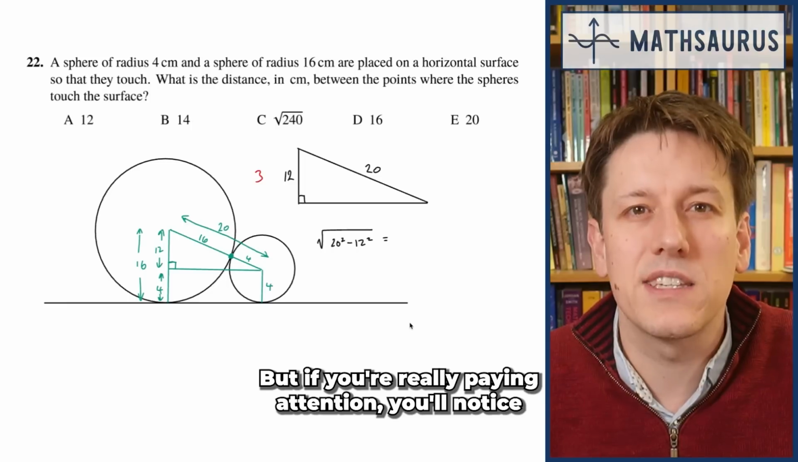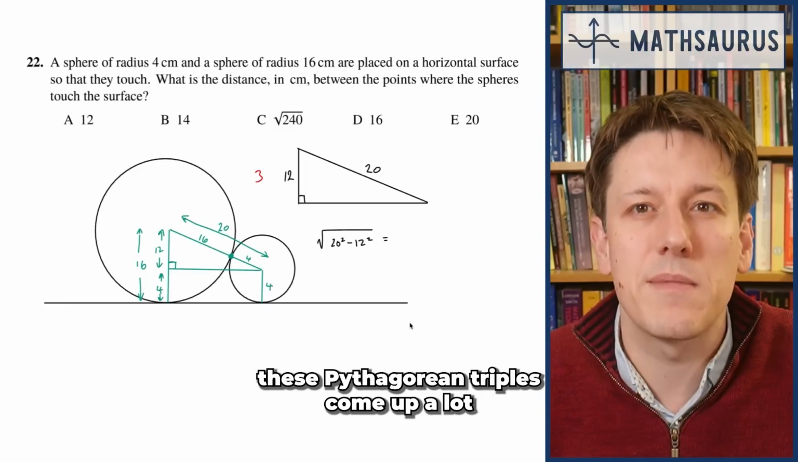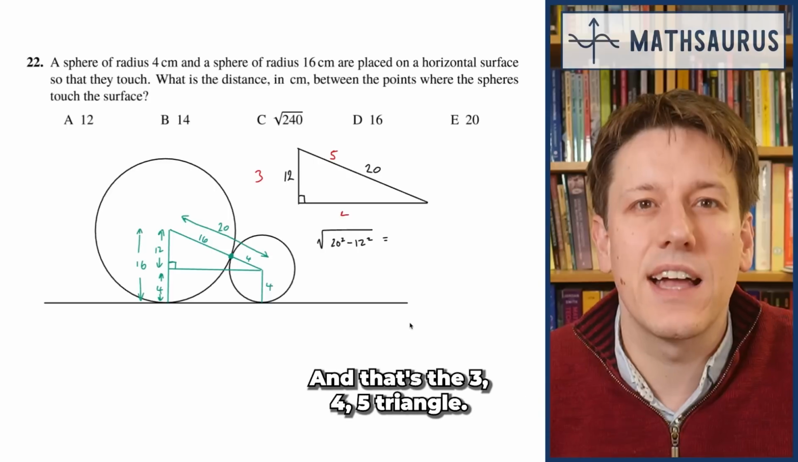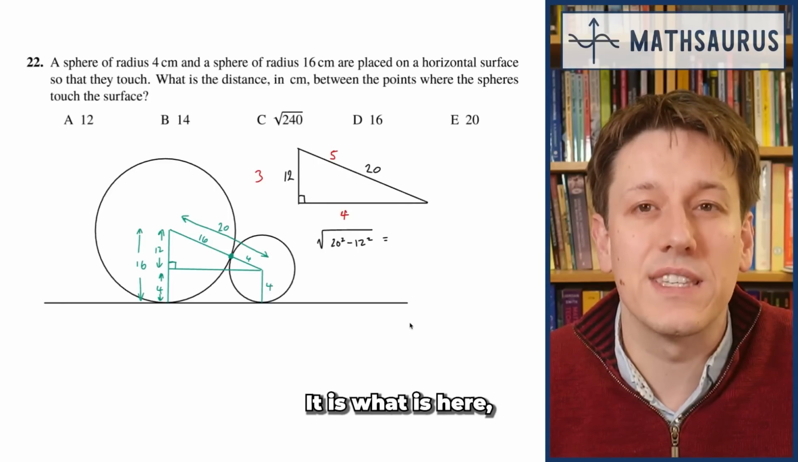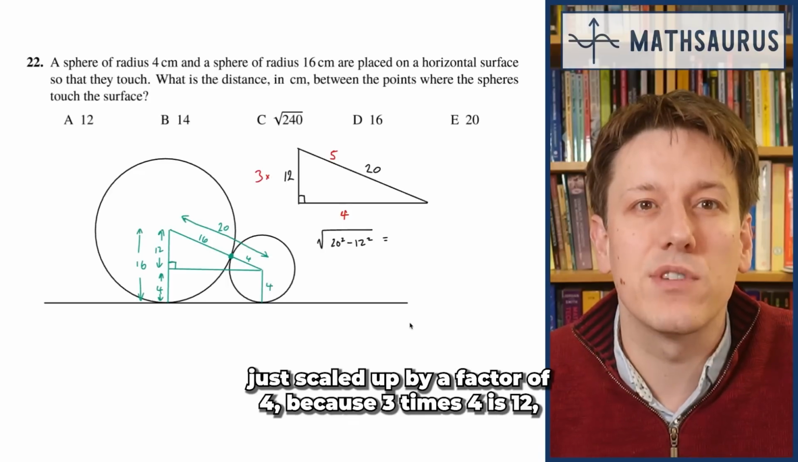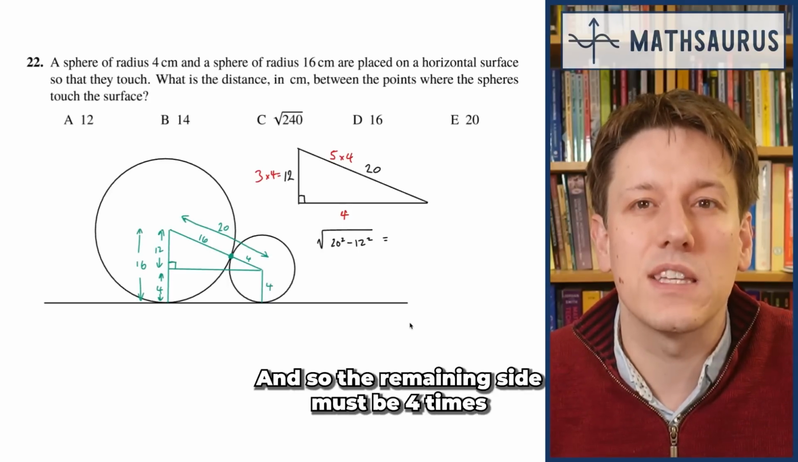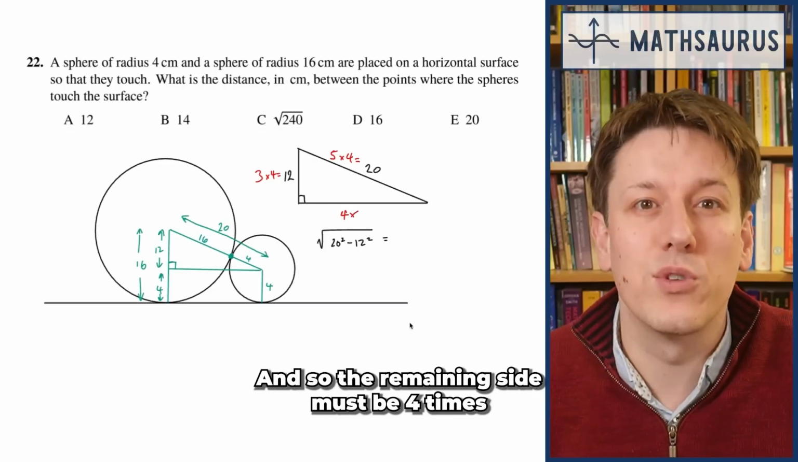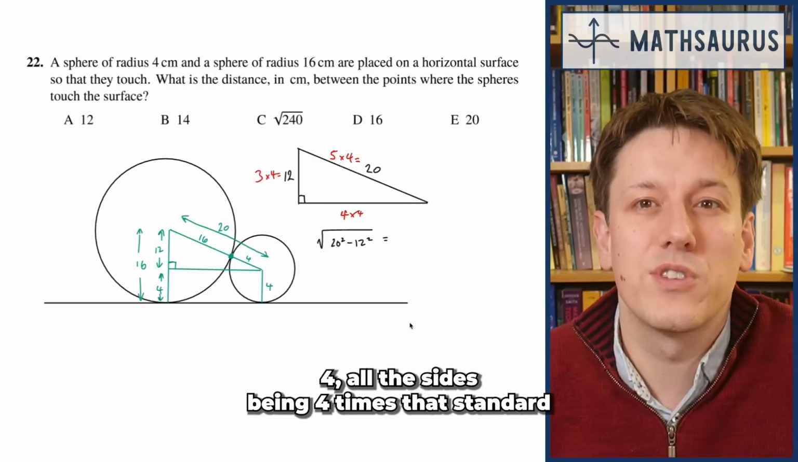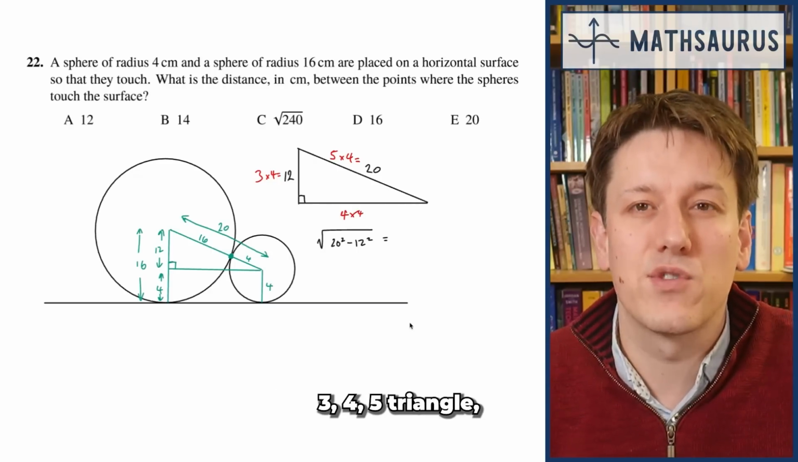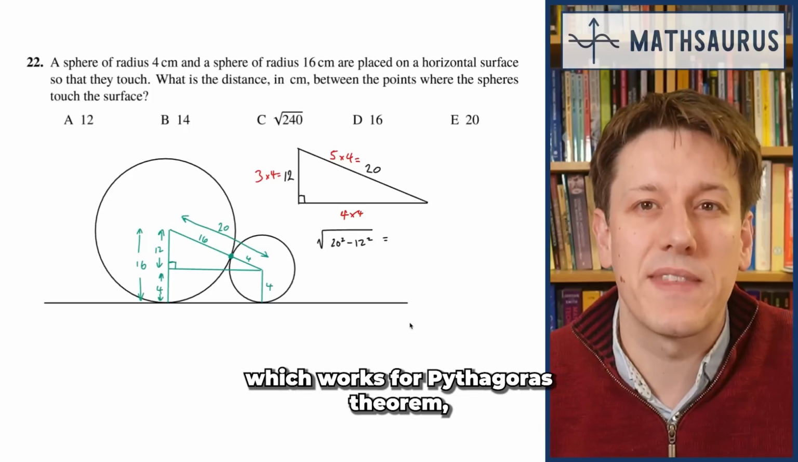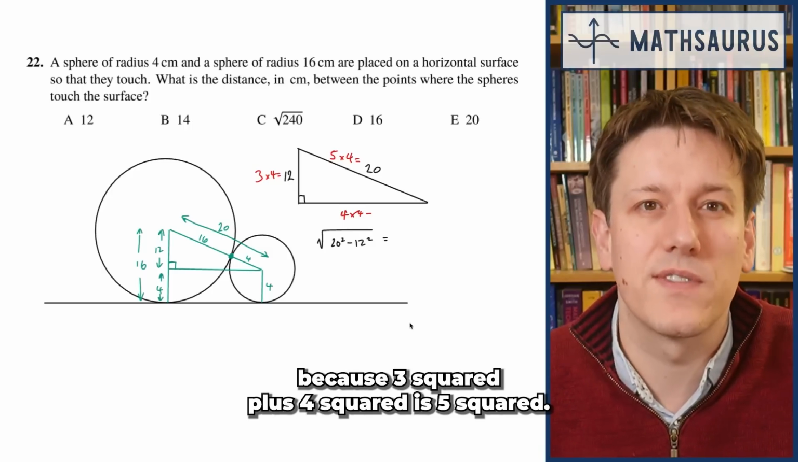But if you're really paying attention, you'll notice these Pythagorean triples come up a lot in the maths challenges, and that the 3, 4, 5 triangle is what is here, just scaled up by a factor of 4, because 3 times 4 is 12, 5 times 4 is 20, and so the remaining side must be 4 times 4, all the sides being 4 times that standard 3, 4, 5 triangle, which works from Pythagoras theorem because 3 squared plus 4 squared is 5 squared.